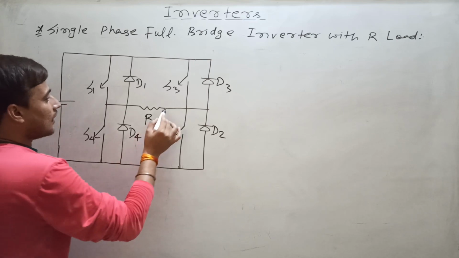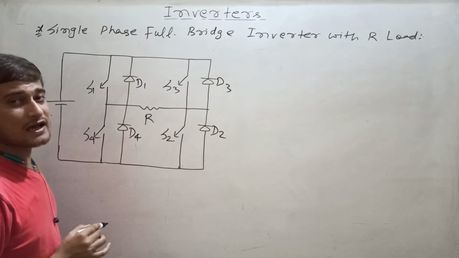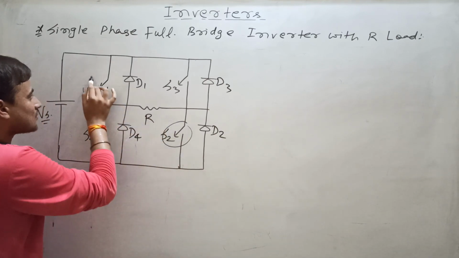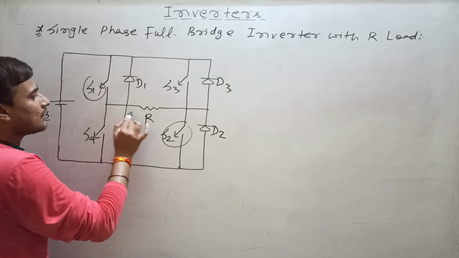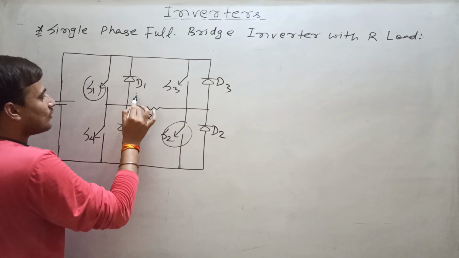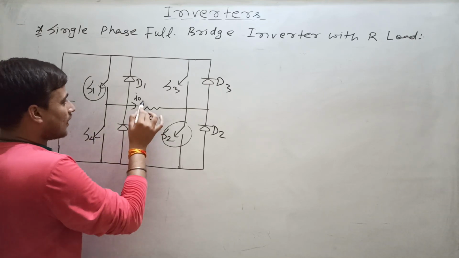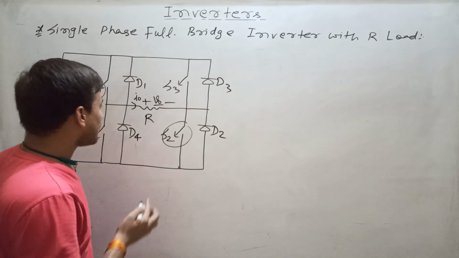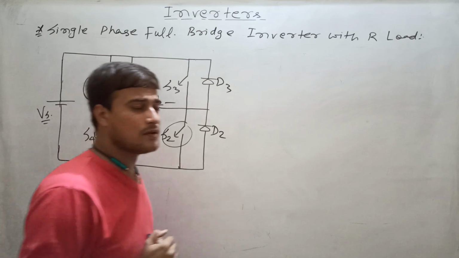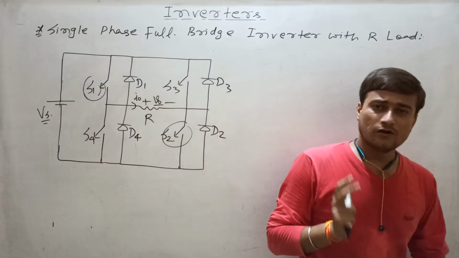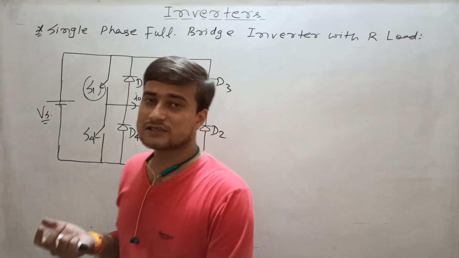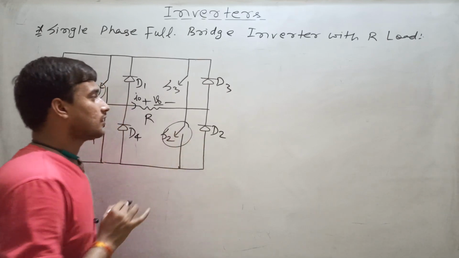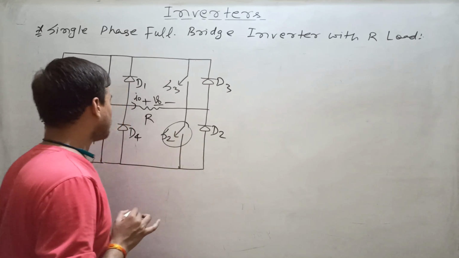Now what will be the reference direction of current and voltage? When S1 and S2 both are on, you will see the current will flow like this. That means the reference direction of current will be from left to right, and the voltage will be plus minus V0. Your question will be, sir, if I take the reference opposite, is there any problem? There is no problem. You can take the opposite direction also. You will still understand the concept of inverter.